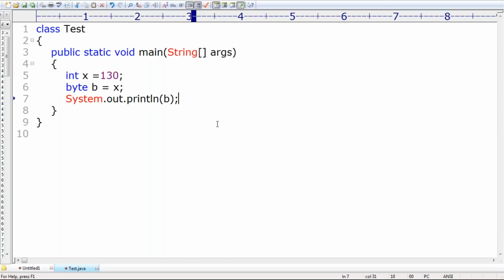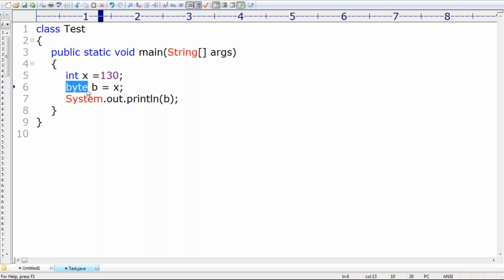Take very special care. Observe, x is what type? Int type. Int means how many bytes? 4 bytes. But byte means how many bytes? Only 1 byte. We are trying to assign a 4 byte value to a 1 byte variable. Is it a problem or not? Immediately the compiler is going to say, hey Durga, don't do this assignment, there may be a chance of problem.